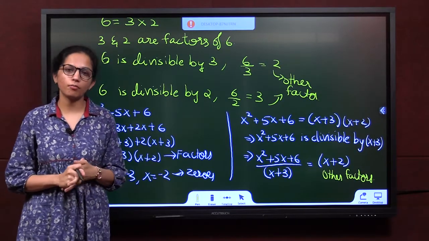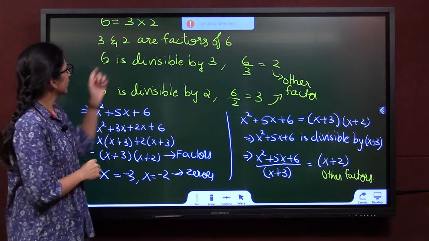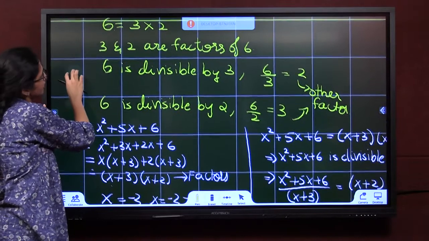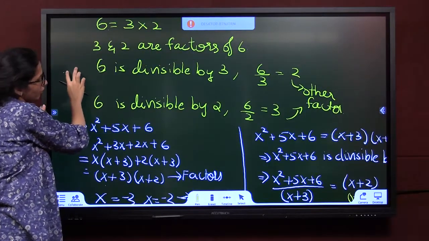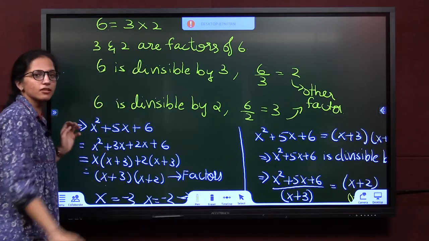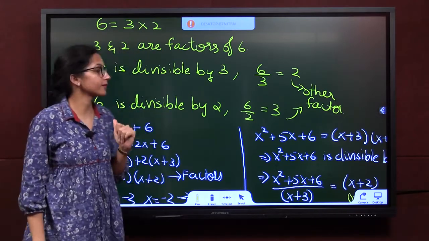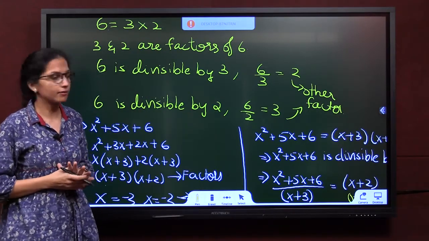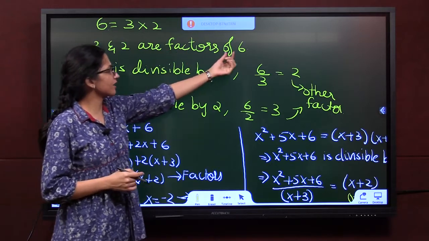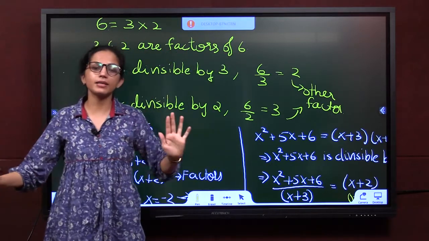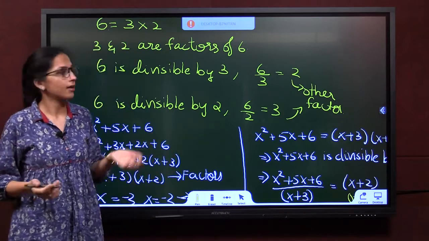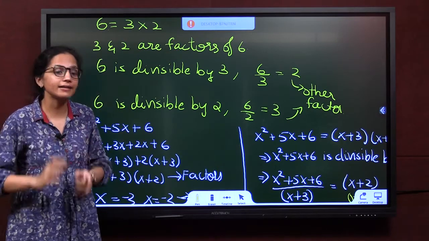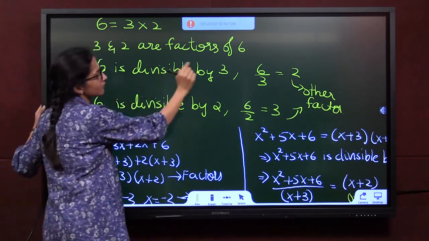Before we understand the next problem, let us understand a few basics. If I say 6 is equal to 3 into 2, do you agree? Yes, 6 is equal to 3 into 2. So, therefore, I can say 3 and 2 are the factors of 6. If something is a factor of a number, that number is divisible by it, meaning 3 and 2 are factors of 6. That means if I divide 6 by 3, my remainder will be 0. Do you agree? Yes. So, if you divide a number by its factor, the remainder is always 0 because it is exactly divisible, which is why I can say 6 is divisible by 3.